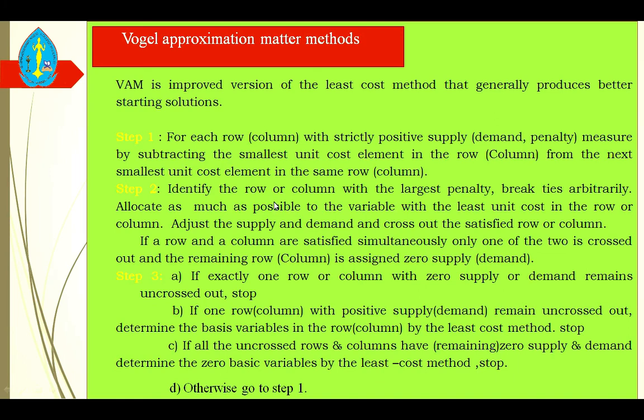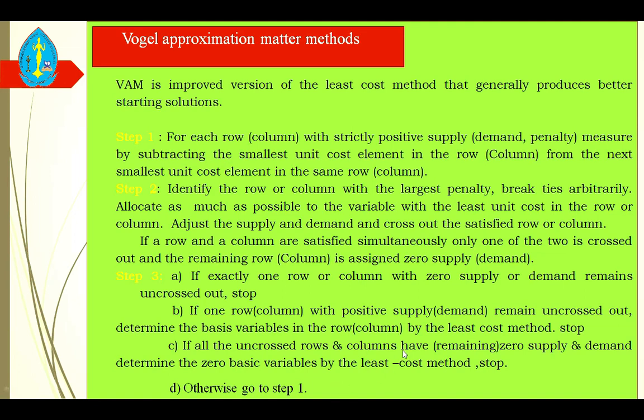Identify the row or column with the largest penalty, breaking ties arbitrarily. Allocate as much as possible to the variable with the least unit cost in that row or column. Adjust supply and demand and cross out the satisfied row or column. If a row and column are satisfied simultaneously, only one of the two is crossed out and the remaining row or column is assigned zero supply or zero demand. If exactly one row or column with zero supply or demand remains uncrossed out, stop.